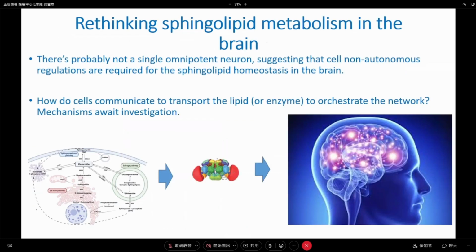Okay, so our profiling told us there's probably not a single omnipotent neuron that does everything. In the textbook, we always see a cell that has the whole network, everything is thrown on it. In real life, in your brain, in every single neuron, that's probably not the case. How cells communicate to transport the lipid or the enzyme to orchestrate the network requires further investigation, and that's where we are, trying to understand the human brain in the tiny fly brain.